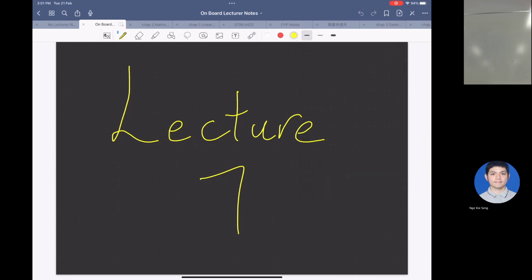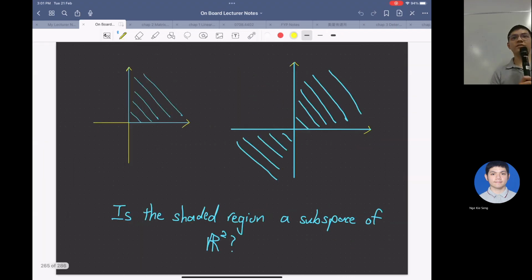Sanqing posted a question on the forum from the textbook. The textbook draws two graphs with shaded regions, and then asks whether the shaded region is a subspace of R2.